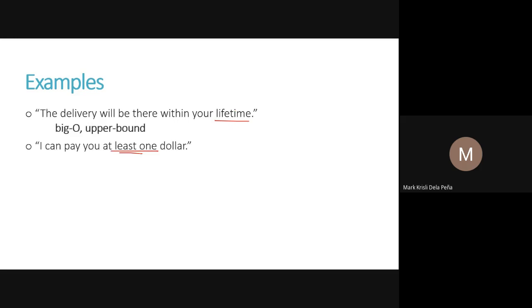So here are some examples written in layman's terms. As a summary, if this is the case, the delivery will be there within your lifetime. That's a worst case, so we'll use big O notation. I can pay you at least $1. At least is the best case, so that would be big omega.